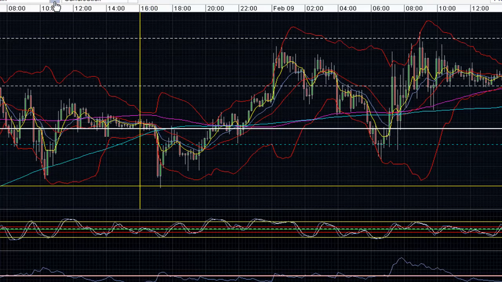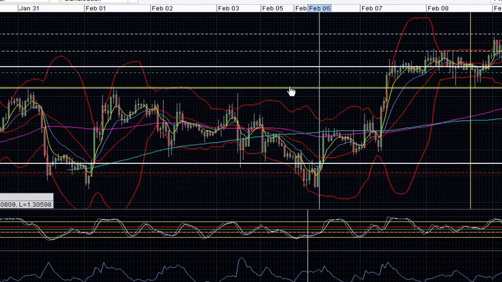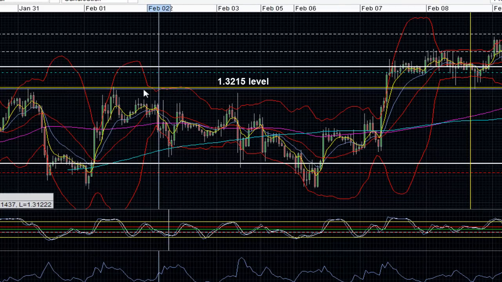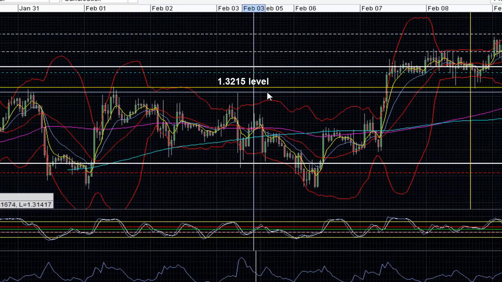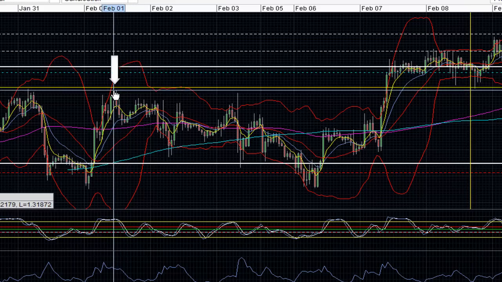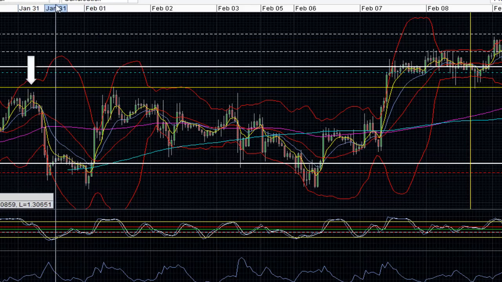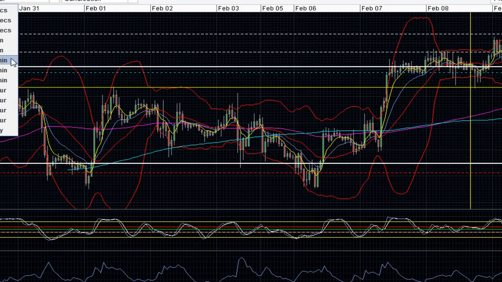Now, if I was to move to my 1-hour chart, if you glance to the left, you can see that on 2 occasions, this 32.15 zone served as resistance. One on February 1st, where it found resistance here, and also on January 31st, this 32.15 area served as resistance. So let me go back to the 10-minute chart.